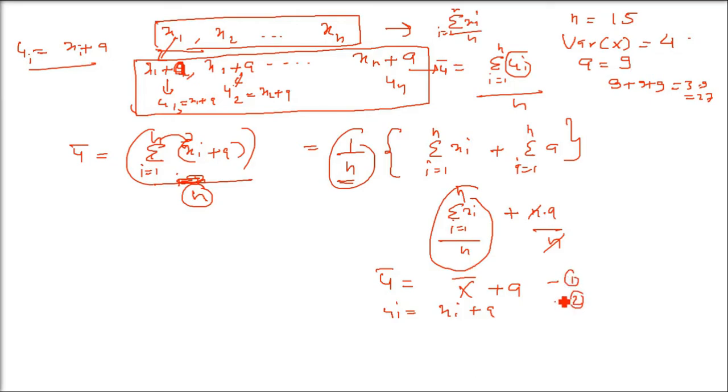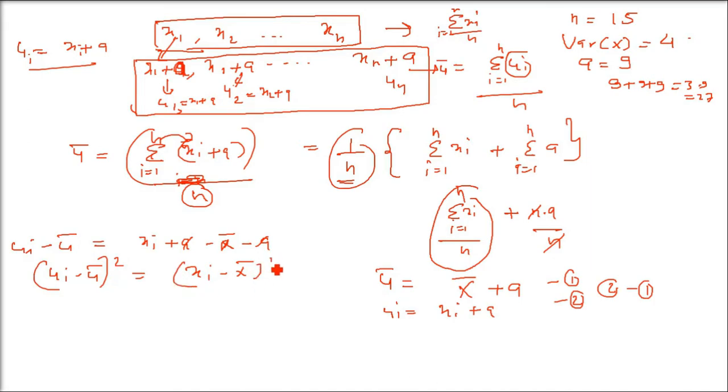Now let us subtract these two equations. That is, we are taking 2 minus 1. So ui minus u bar equals xi plus a minus x bar minus a. So this a gets cancelled. This gets cancelled. This is xi minus x bar. This is ui minus u bar. Right? Now what do you do?